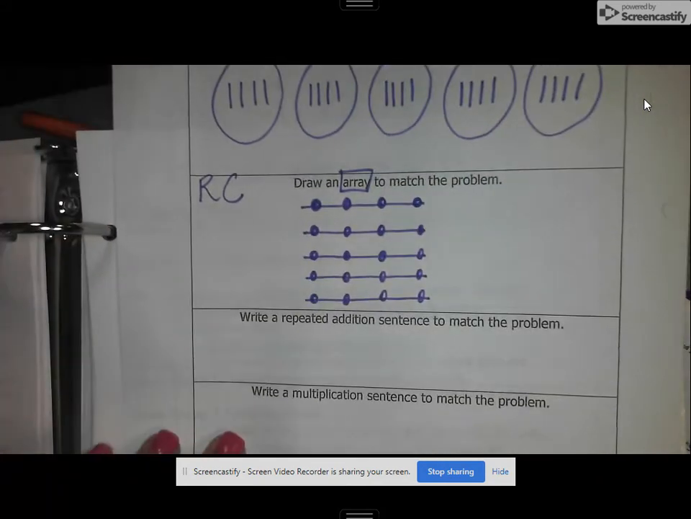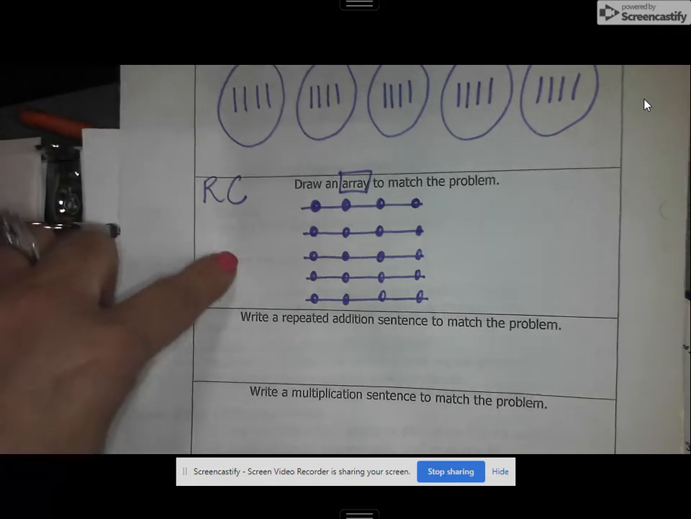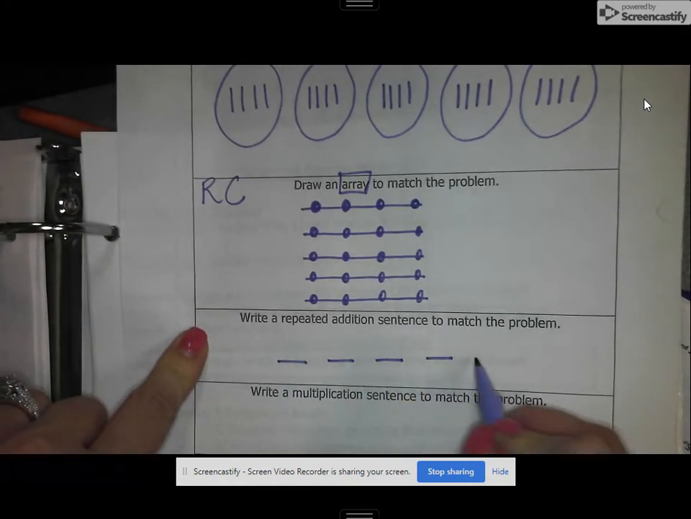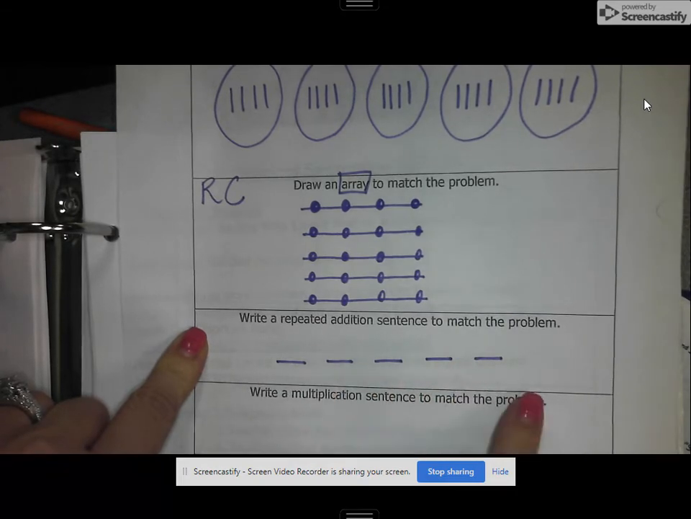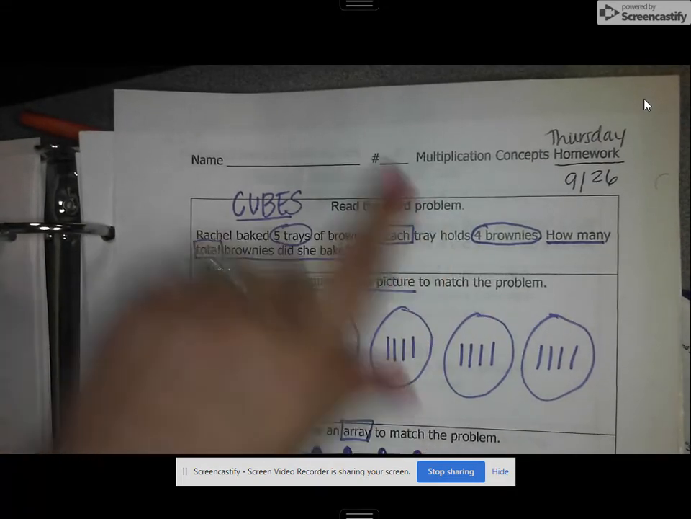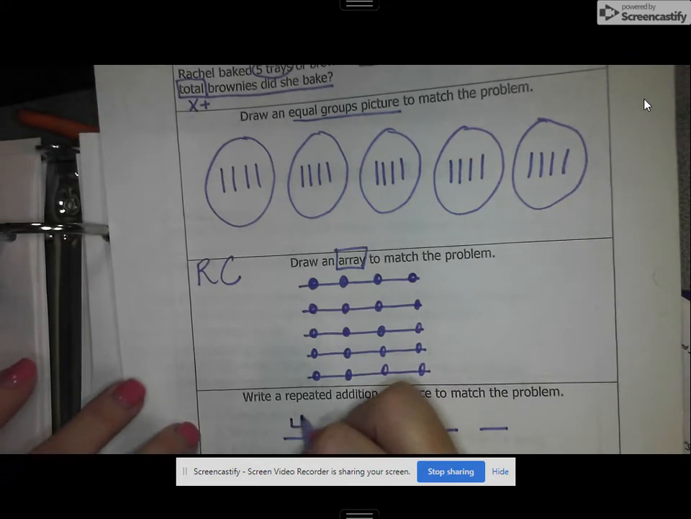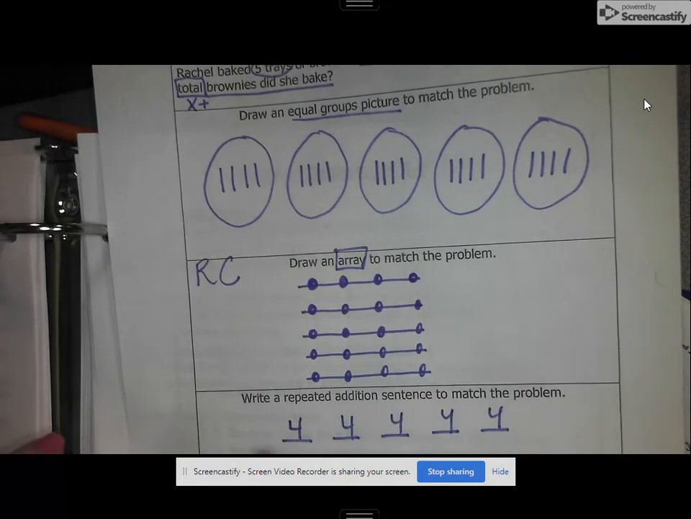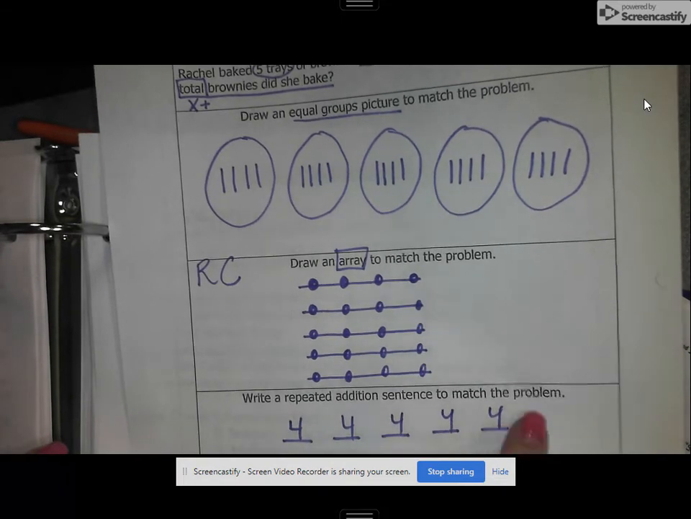Now repeated addition. Again, 5 groups, 5 rows. Now we're going to repeat a number 5 times. 1, 2, 3, 4, 5. What we're repeating each time, we are repeating the number 4. So 4 plus 4 plus 4 plus 4 plus 4.